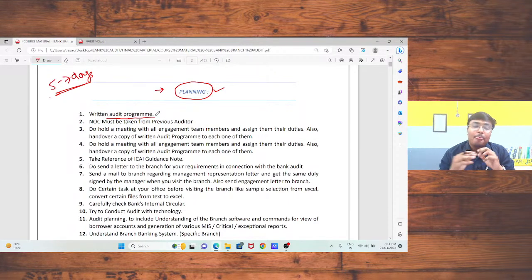Suppose one bank has empaneled you as an auditor for the financial year 2022-2023, and you have already got the appointment letter. Certain branch banks have already sent the appointment letter. In the case of continuing auditors, Canara Bank has also started sending the letters for new auditors.